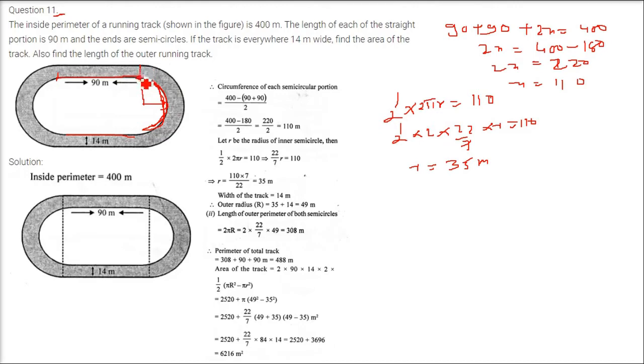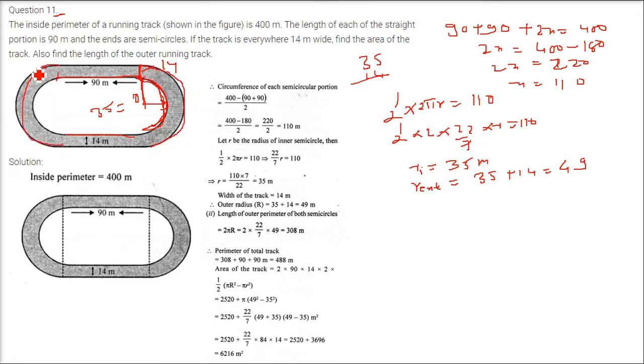But this one is how much? The width is everywhere 14. So you just add 14 with this. This is r, which is 35, and this is 14. So 35 plus 14, this r is internal and this r will be external. R external will be 35 plus 14, which is 49. Now, what is the length of the outer perimeter of both the semicircles? See, this I'm talking about and this I'm talking about.